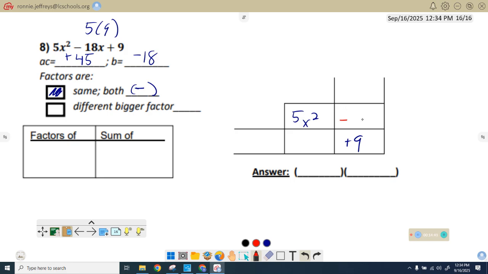All right, the factors of 45 that combine to give us 18 is going to be 15 and 3.